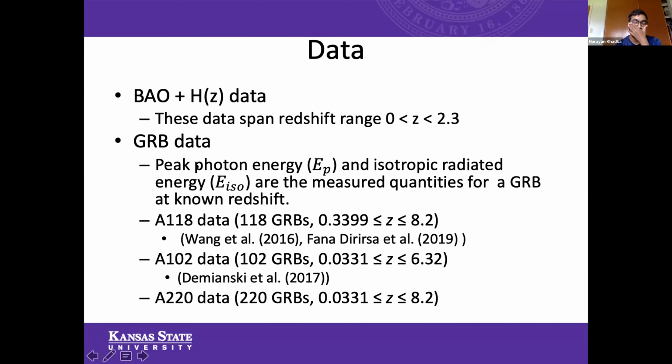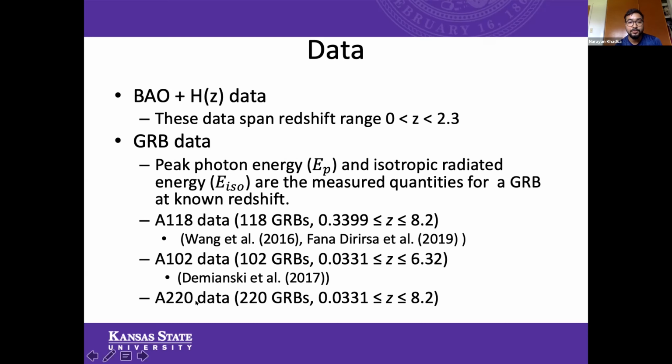The second data is GRB data. In this data, peak photon energy and isotropic radiated energy, E_iso, are the measured quantities for GRBs at known redshift. In total, we have 220 GRB measurements, which span the redshift range from 0.0331 to 8.2, which is a very high redshift range. That's one reason we want to use this data in our research.